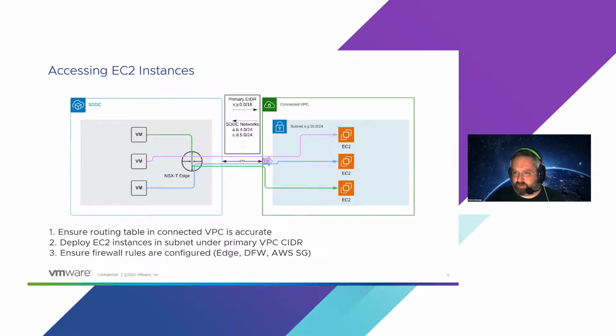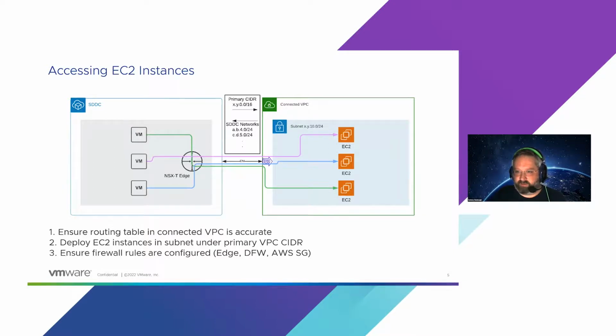So now to go through the mechanics of actually deploying and using the EC2 instances. Really just deploy them as normal in your VPC in a subnet that is part of the primary CIDR. And once you've done that, you really need to make sure your firewall settings are correct.